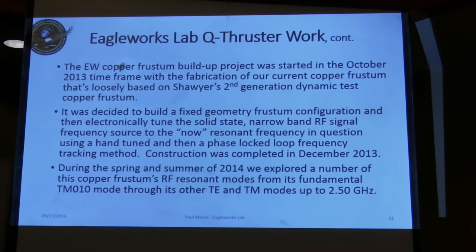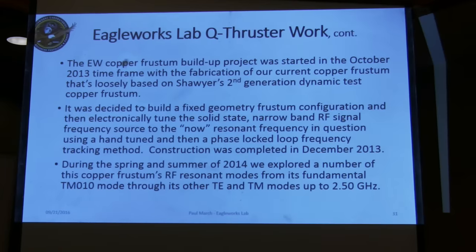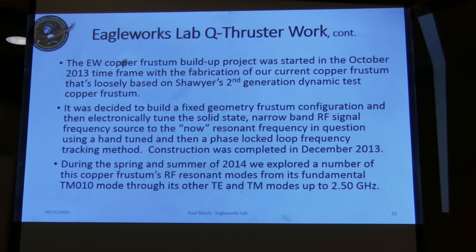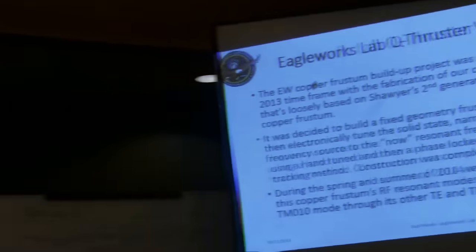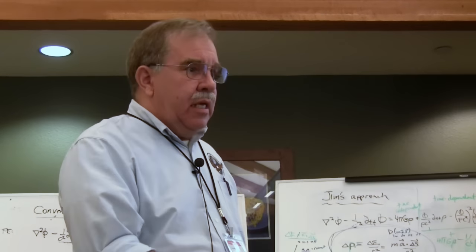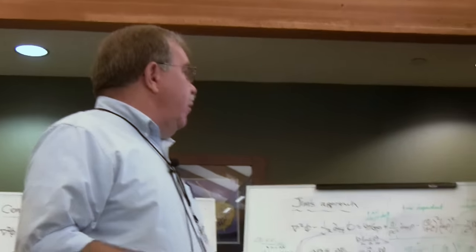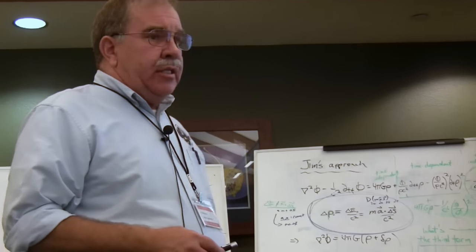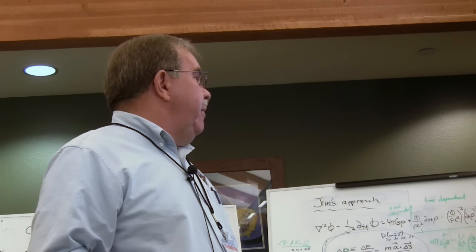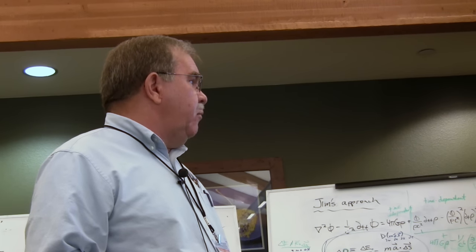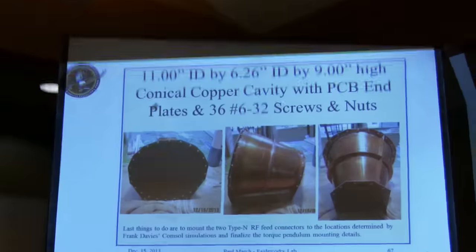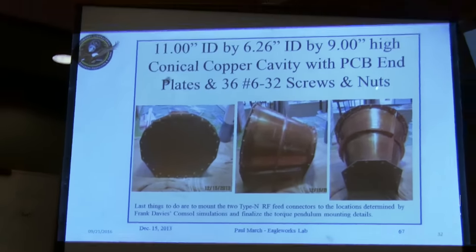The EW Copper Frustum Buildup Project was started October 2013. It was done by three of us: Tim Lawrence, myself, and Tim Lawrence's dad, who has a bending mandrel that actually rolled the copper for the nozzle. We built one based as closely on the geometry of Shawyer's second generation EmDrive. And then during the spring and summer of 2014, we explored how to use the thing. Next slide. This is the test article that we built.